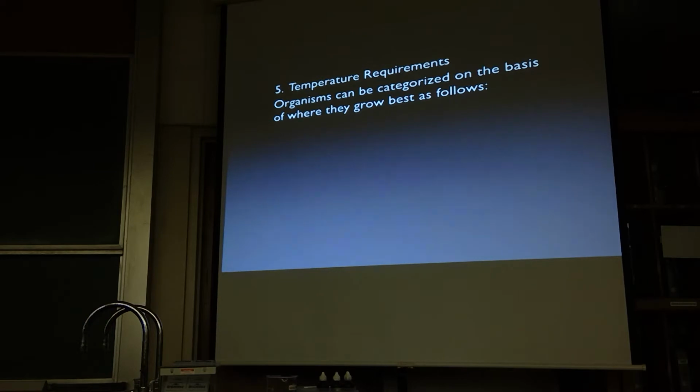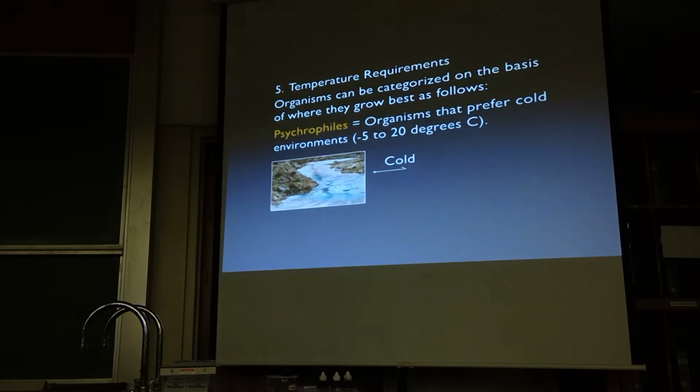Okay, next set of criteria, temperature requirements. So again, we have these categories. If organisms like very cold temperatures, we call them psychrophiles, not psycho, psychro. Psychro means cold. So really cold, -5 to 20 degrees centigrade. -5 is really cold. In this image, what you're seeing is a snowfield. You'll notice the blue color from water, but you see the pink coloration?